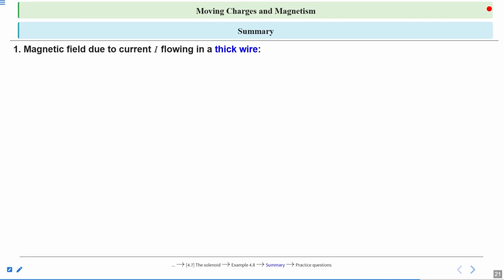So let's have a quick recap. Magnetic field due to current I flowing in a thick wire. That is the expression for a thick wire. That example we have done in the beginning of the lecture. That is the theory for that lecture.